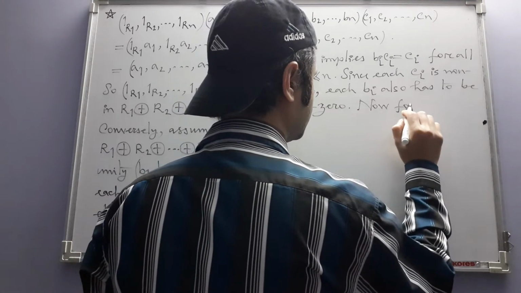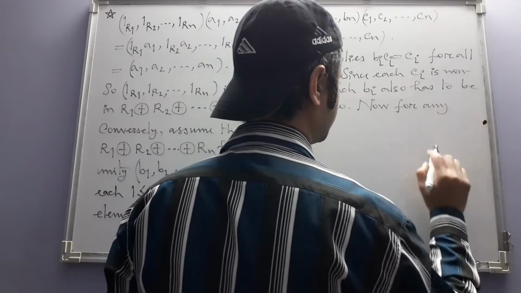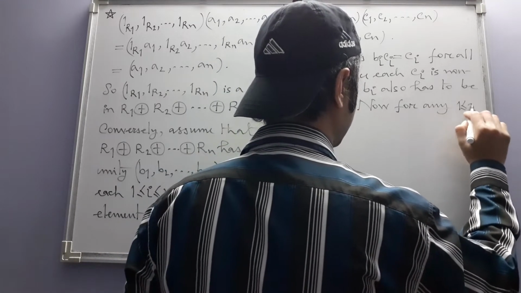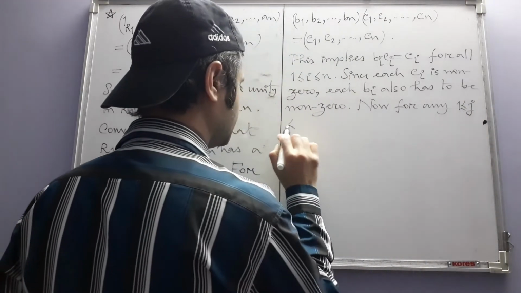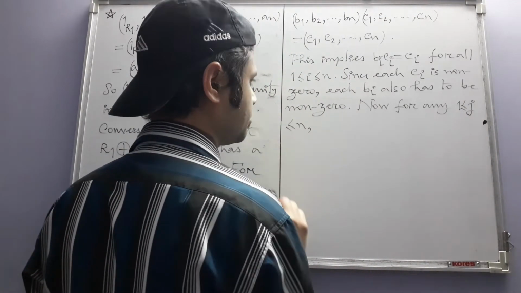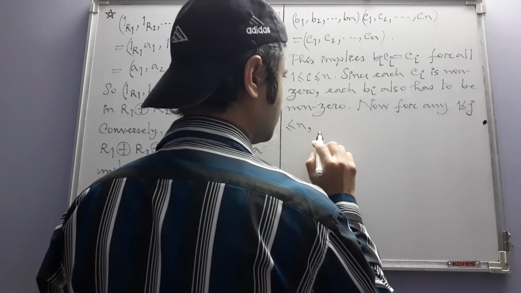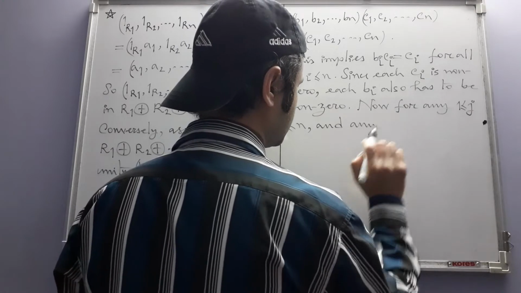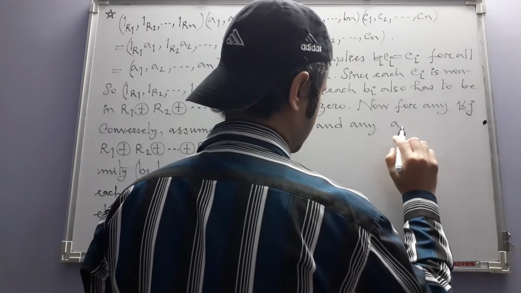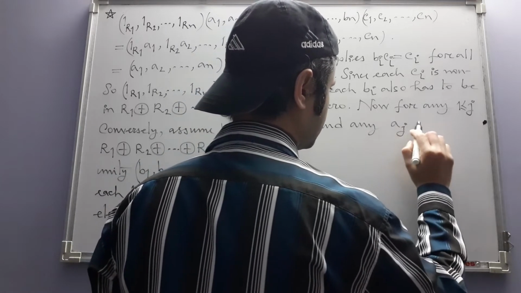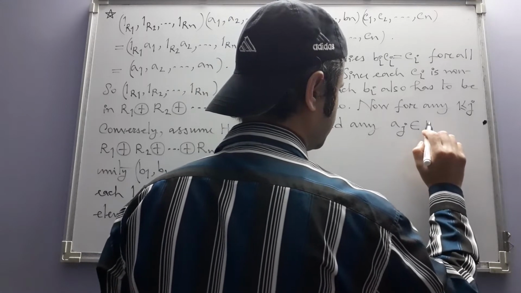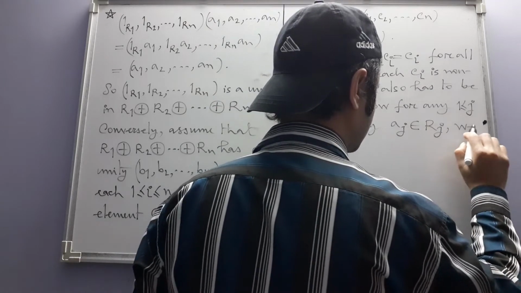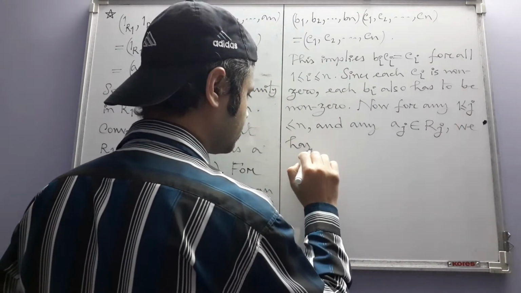Now for Ni, or let us take j lying between 1 and n, and any element aj belonging to Rj, we have.